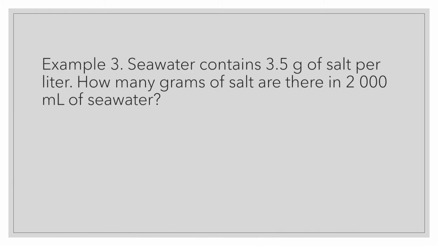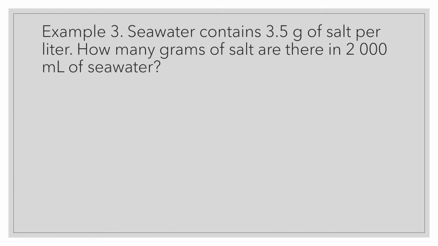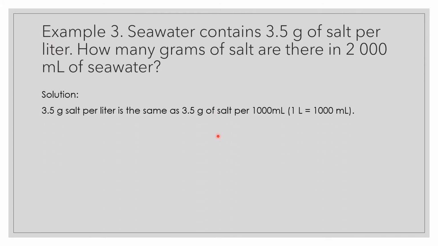Next. Example number 3. Alright, let us continue. Seawater contains 3.5 grams of salt per liter. How many grams of salt are there in 2,000 ml of water? Okay, so for our solution, 3.5 grams of salt per liter is the same as 3.5 grams of salt per 1,000 ml.